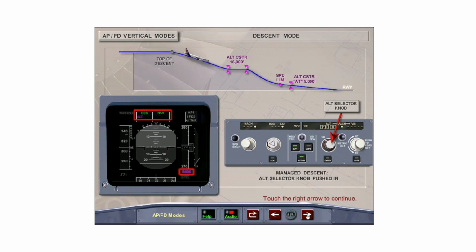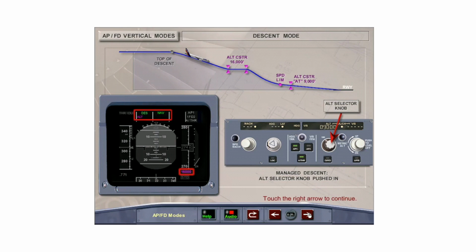The Managed Descent mode provides vertical guidance while taking into consideration both the lateral and vertical flight plans, wind, and the descent profile. The descent mode is engaged by selecting an altitude lower than the present aircraft altitude, then pushing in on the altitude selector knob. The level change dot on the FCU illuminates, and the vertical speed flight path angle window displays dashes. Managed lateral nav must also be engaged before descent mode will engage.